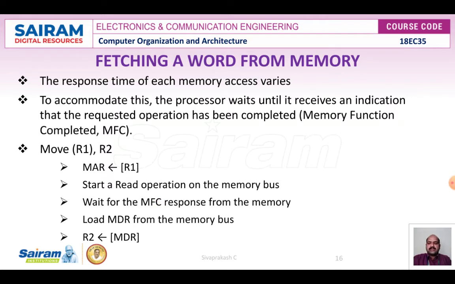Once this is received, it's going to take the data and load it into the memory data register from the memory bus. Later, the content present in the memory data register is going to be moved to the specified register R2. In such a way, it's going to move the content from the indirectly specified register R1 to the directly specified register R2. Let us see this particular operation with the help of a timing diagram.